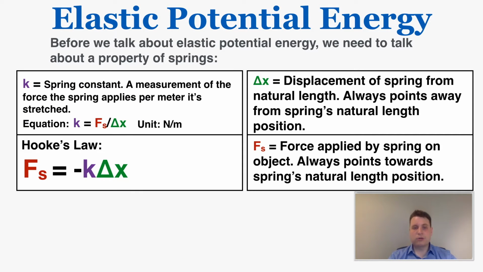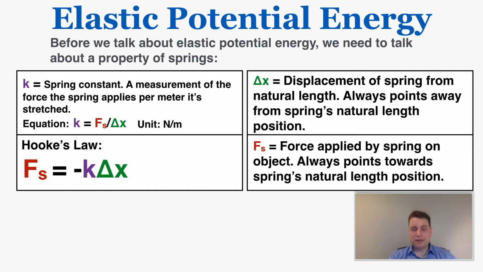This is called a spring constant. A spring constant is a measurement of the force that the spring applies per meter that it's stretched. The equation for the spring constant is k, the constant, is equal to the force that the spring applies over delta x, the stretch or compression of the spring. And the units of that are newtons per meter.